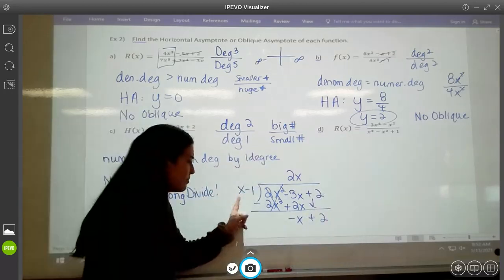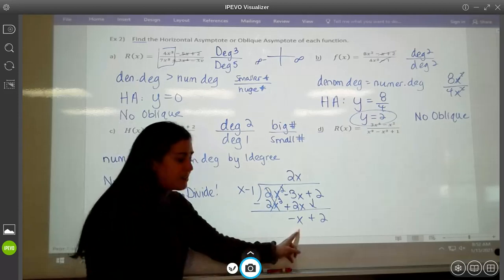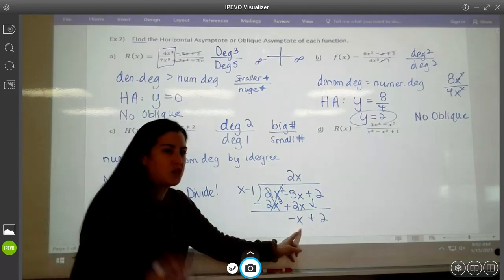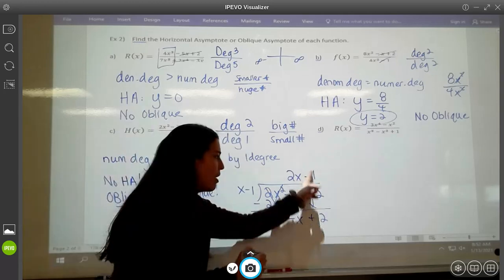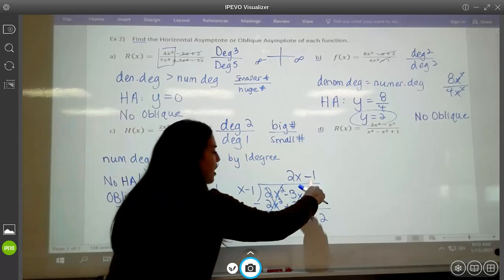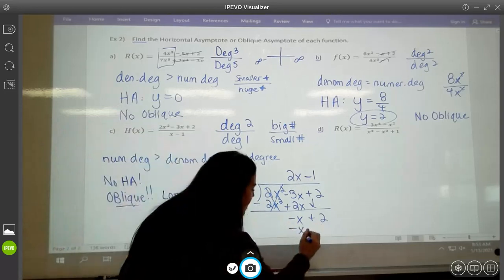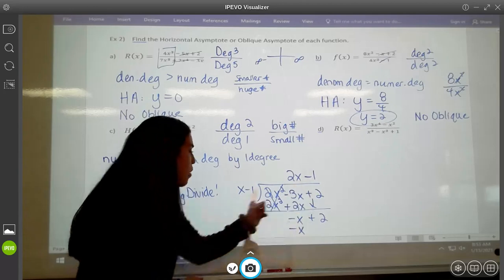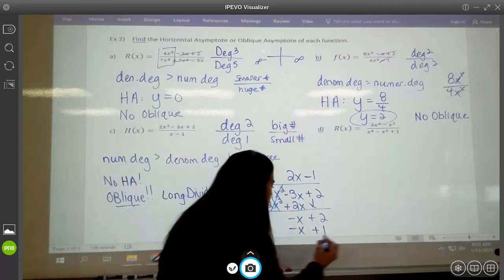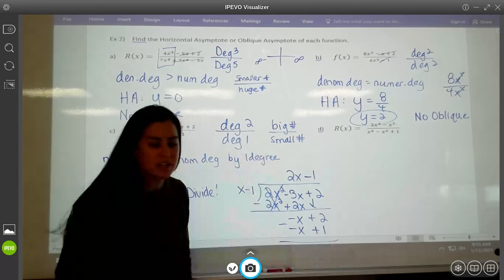Okay, how many times does x go into a negative x? X times what gets you a negative x? A negative 1. So now we need a negative 1 above our numbers. All right, now we multiply. Negative 1 times x is negative x. See how they match? If they didn't match, then you didn't pick the right piece. Negative 1 times negative 1 is positive 1, and then we subtract to see what's left over.